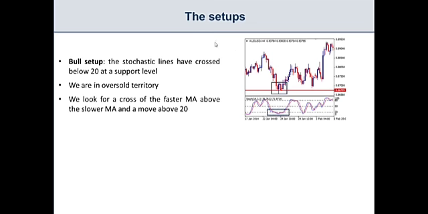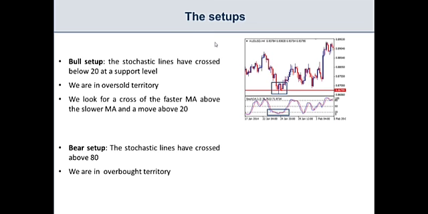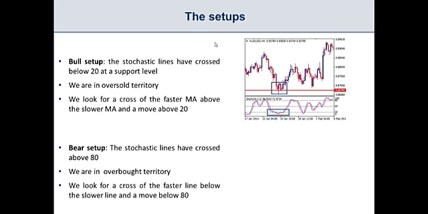The same is true for the bear setup. The stochastic lines have crossed above 80 at a resistance level. We are in overbought territory, and what we look for is a cross of the faster line below the slower line and a move of both lines below 80.